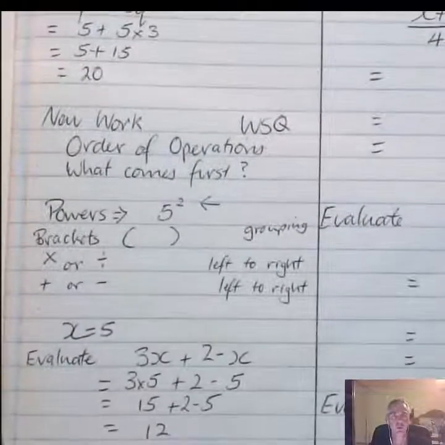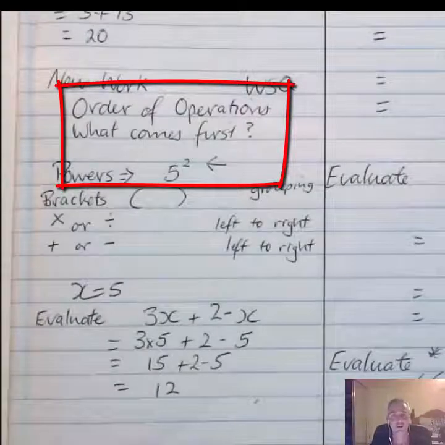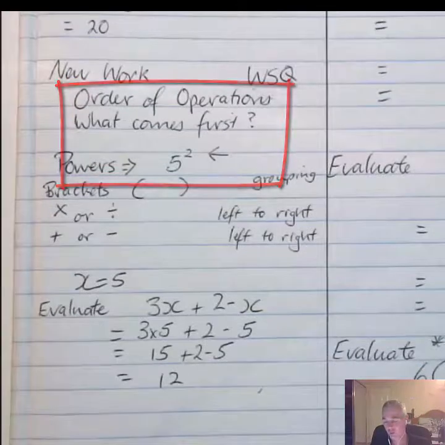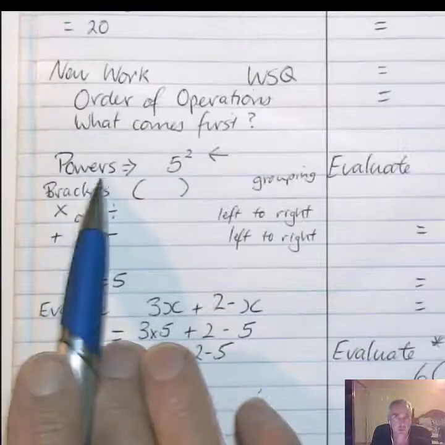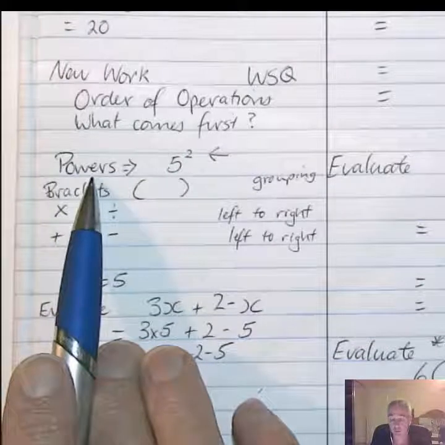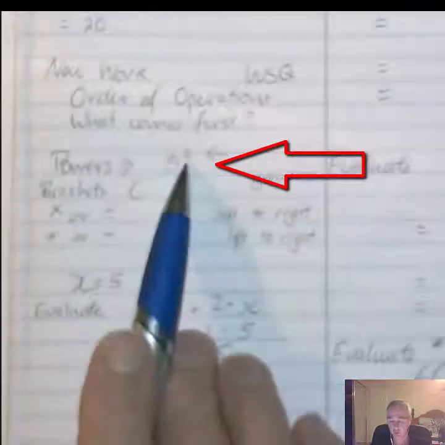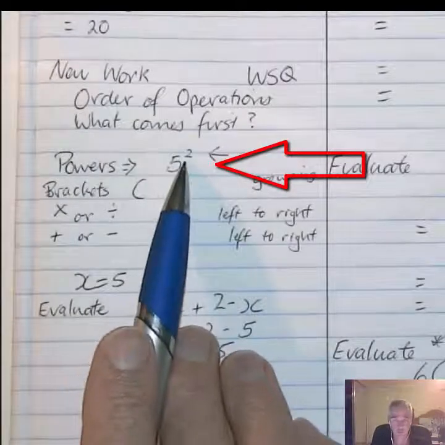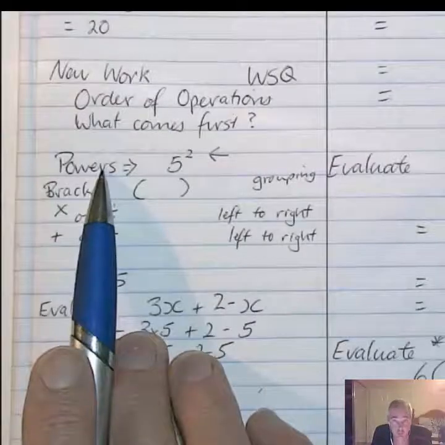Now, some new work in this one. This is where you'll start your WSQ. This is all about order of operations, what comes first. A lot of our things deal with some new terms and topics, and one of the new ones you'll have is powers. You would have seen 5 squared, or even 5 cubed. Another way to say that is 5 to the power of 2. So that's this little 2 at the top, which is powers. When you see those things, you concentrate on them first.